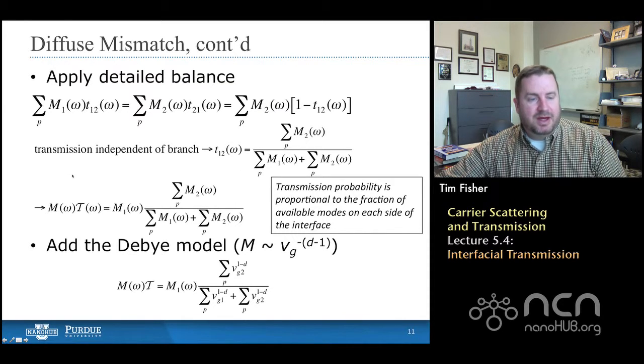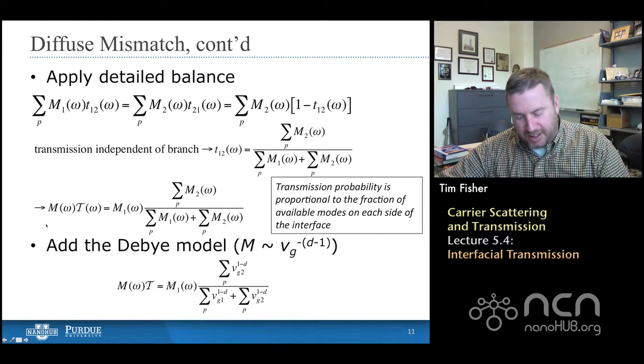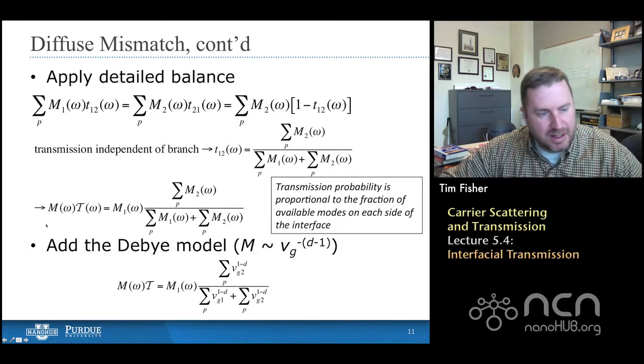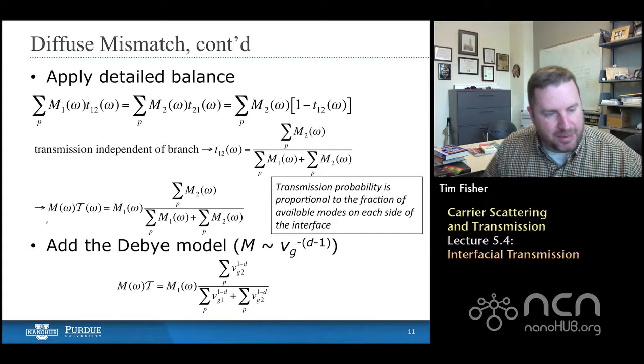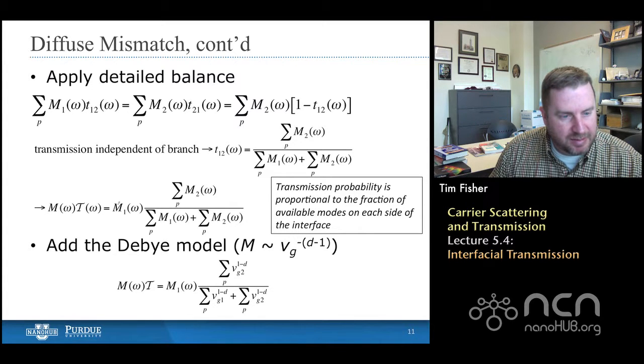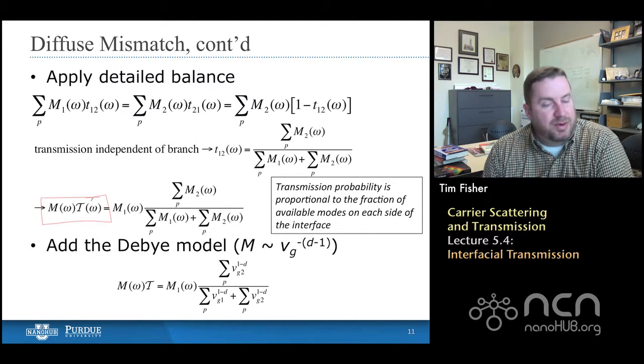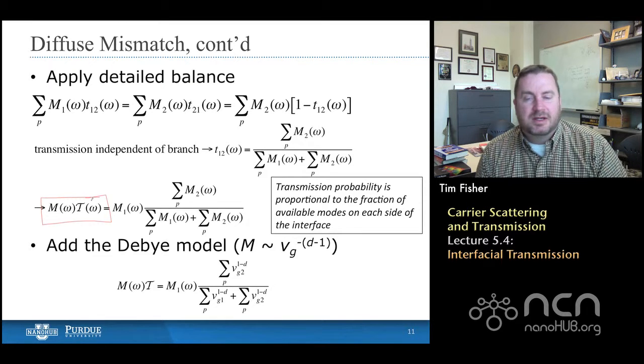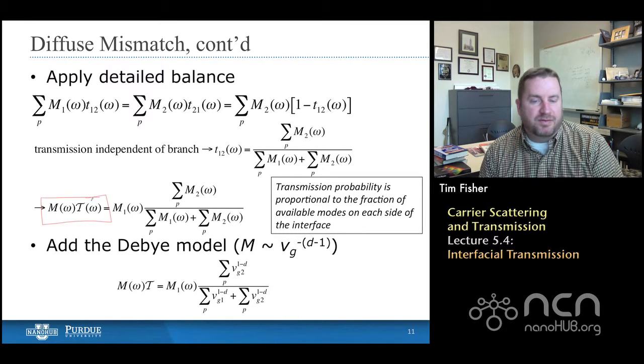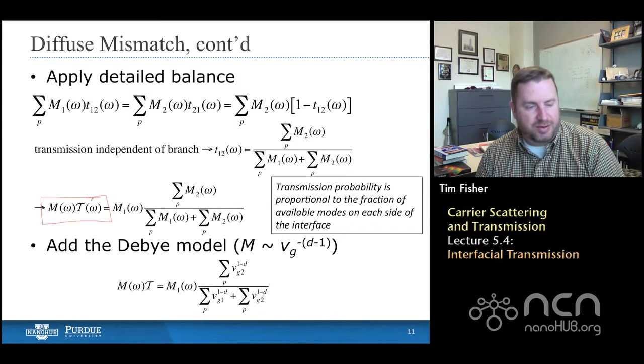So then we can express the product of M times our transmission function. That's the script T that I'm putting a box around. It is just the number of modes in medium 1 times this ratio of modes in medium 2 to the total number of modes in both 1 and 2.